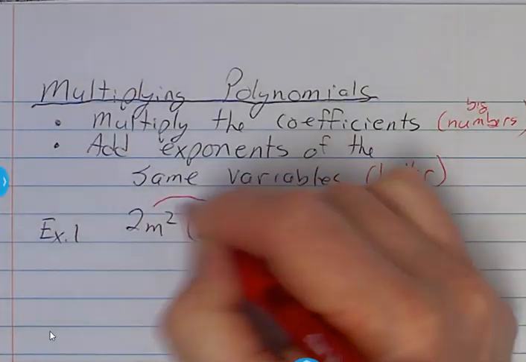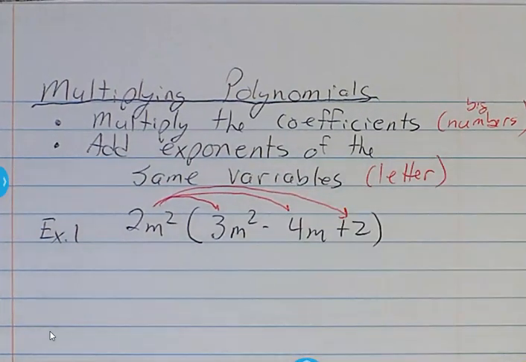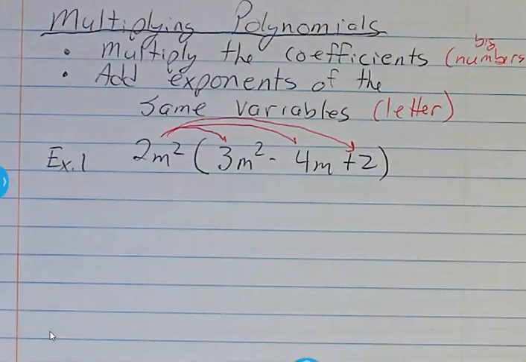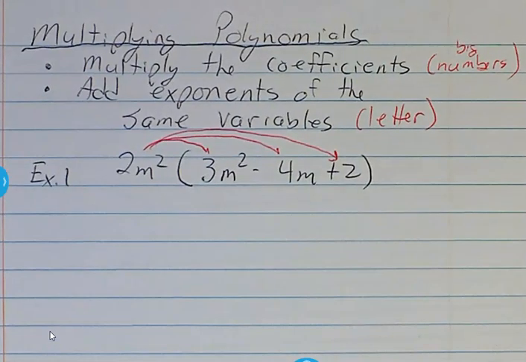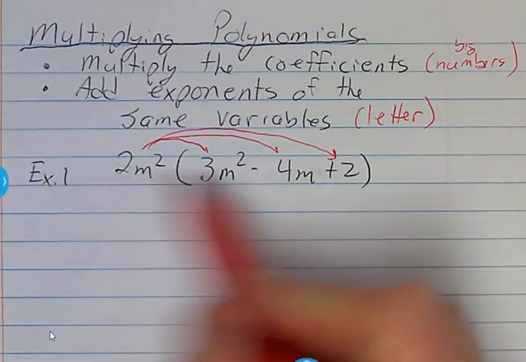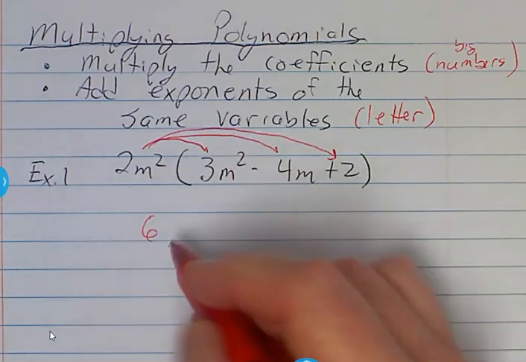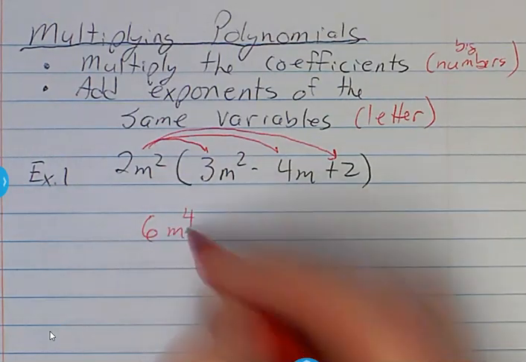So we're doing 2 times 3, 2 times 4, 2 times 2. All right, and again, you're going to multiply your coefficients, the big numbers in front of x, or in this case, m. And then you're going to add your exponents. So we're going to do 2 times 3 to get 6. For the m's, you've got 2 plus 2. So that's 6m to the 4th.